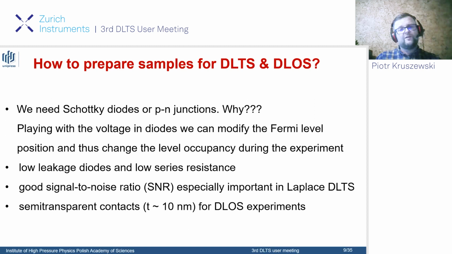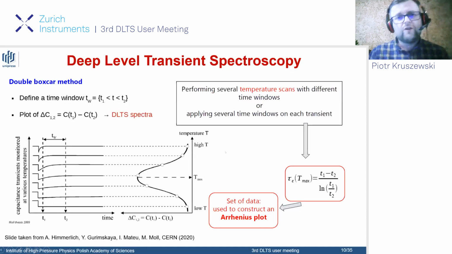In case of deep level optical spectroscopy, we need semi-transparent contacts because we will shine the light into the sample through this contact. So the light should be transmitted through the metal, and this must be as thin as possible. So typically we use 10 nanometers of nickel metal for this experiment.